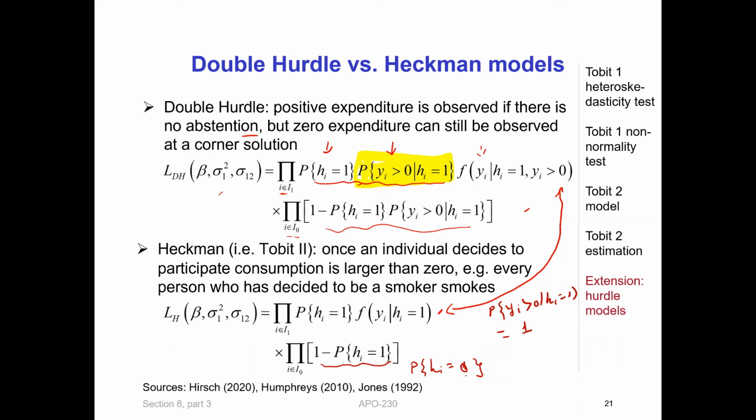All right. So you see that that's the key difference between the double Hurdle and the Heckman models. The core is that with the Heckman models, there's no way to distinguish the corner solution from the non-applicable or missing values. Therefore, we assume that everyone who has decided to consume or to participate will have a positive outcome, yi, over there. Okay.